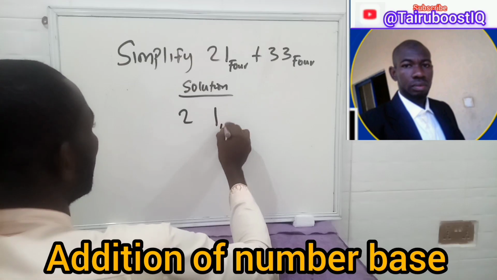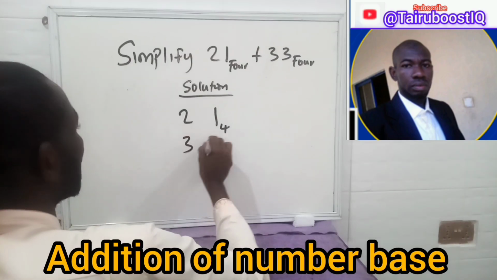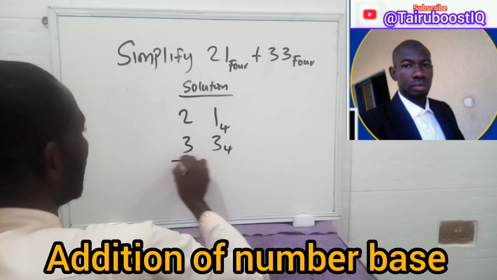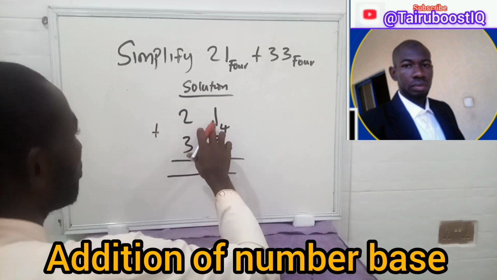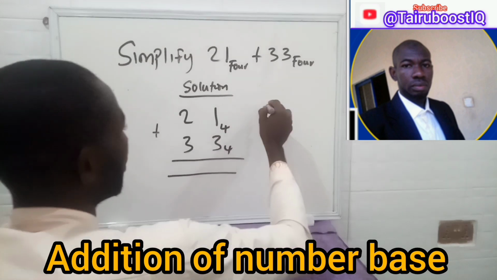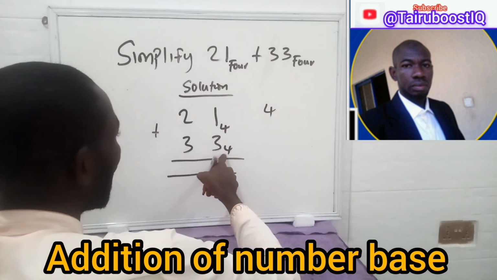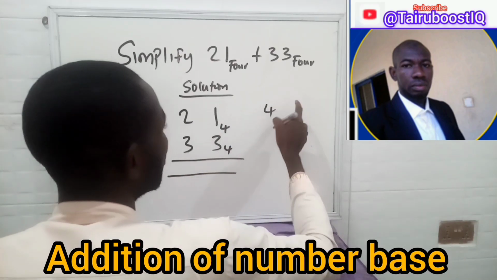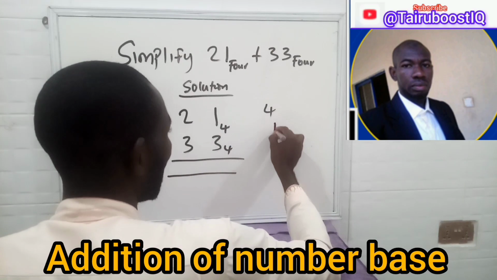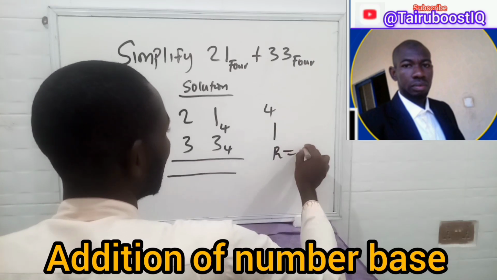21 in base 4 plus what? 33 in base 4. So what we are going to do is we are interested in the remainder. When we say 1 plus 3 will give us 4. How many times will 4, the base, enter 4? 4 is going to go into 4 one time, remainder 0.